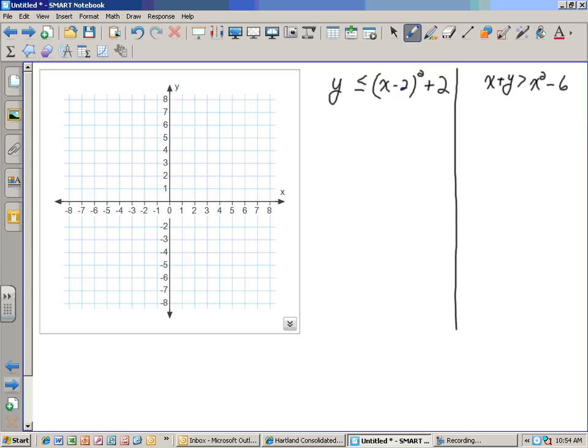What is the vertex here? 2 and 2. Okay? So I know the vertex because this is in vertex form, if you recall. So let's plot that point 2, 2. Mike, does this parabola open upwards or downwards?